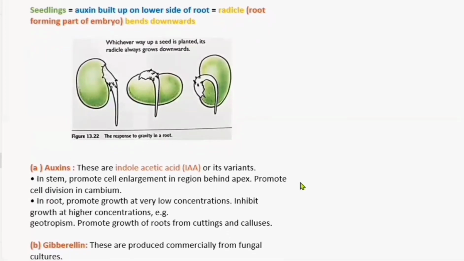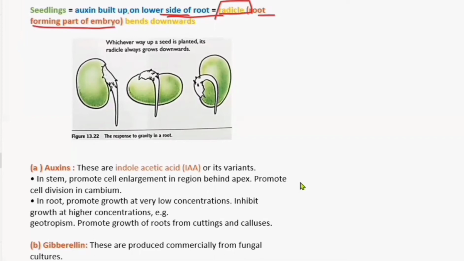They have talked about the seedlings here. Seedlings are seeds which are going to germinate or grow into new plants. These are the seedlings. Auxin builds up on the lower side, similar to what we discussed in the previous slide. The radicle is that part from which the root is formed, and it bends downward.